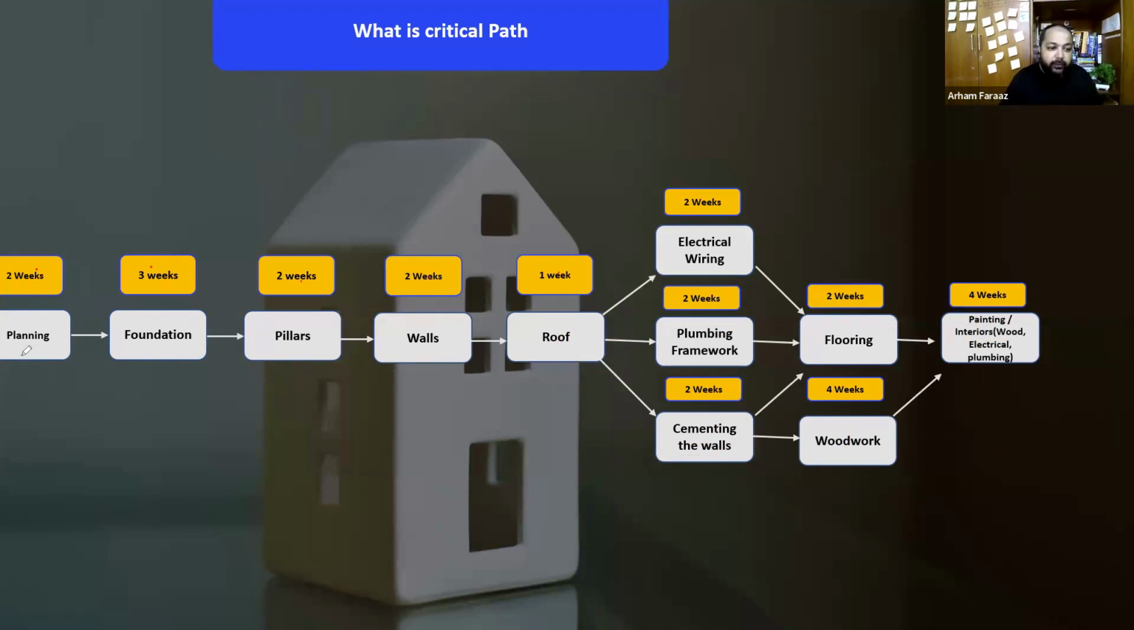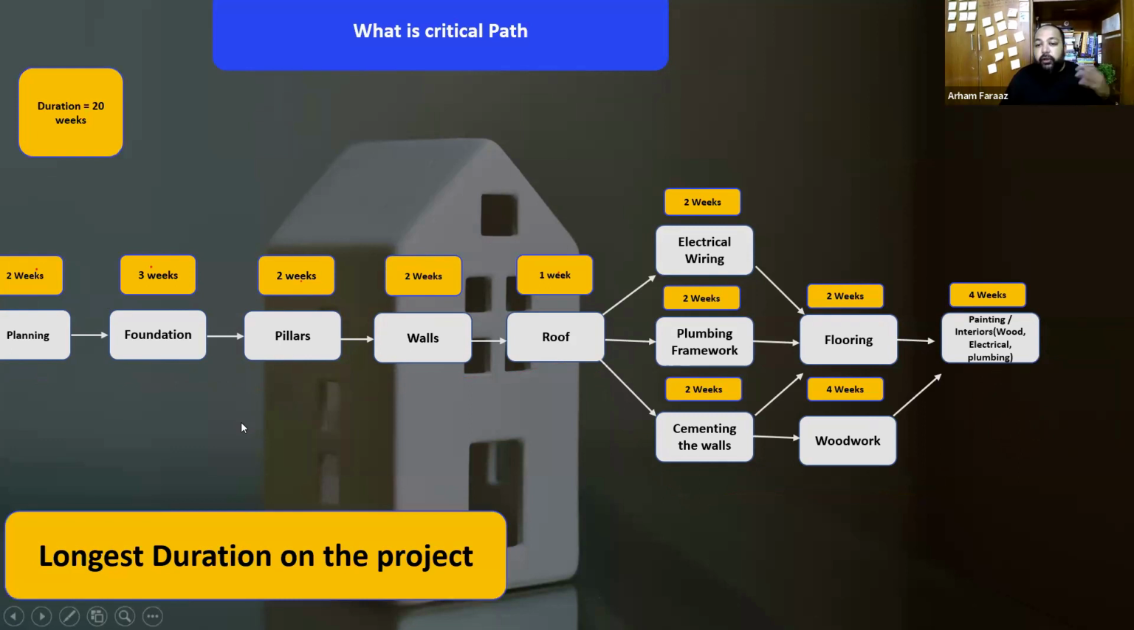So this path is the critical path on the project. This path over here, from planning, foundation, pillars, walls, roof, cementing walls, woodwork, and again going to the interiors. So this is a critical path with 20 weeks duration. Okay, remember this. So critical path is the longest duration on the project. Okay, so see the duration is 20 weeks. It is the longest duration on the project, and the float on critical path is 0. Okay, so in this entire path that we have seen over here, the float is 0.